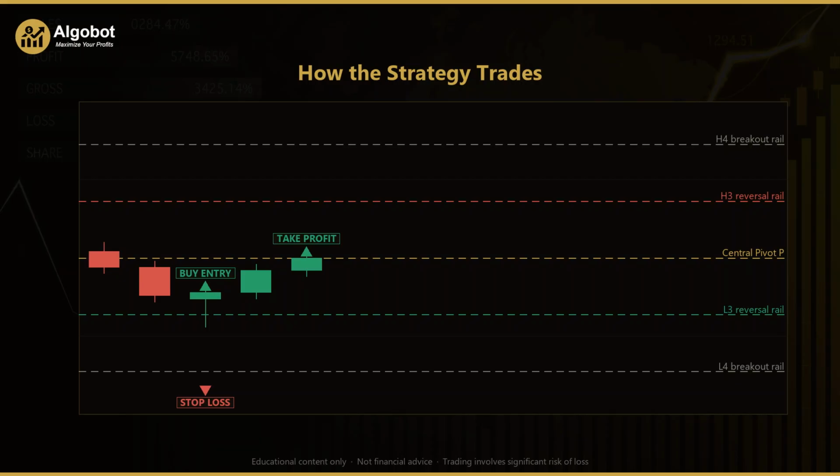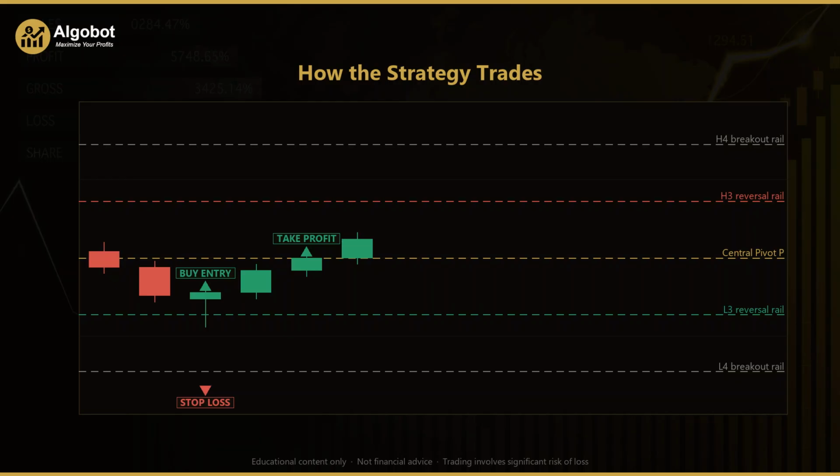Watch this one closely. Its low dips down and pierces the L3 rail, poking below it, but by the time the candle finishes, the close has pushed back up above L3. And it's a bullish candle. The close is higher than the open. This is exactly the support holding pattern the strategy is looking for. Sellers tried to break L3, they failed, and buyers reclaimed the level.